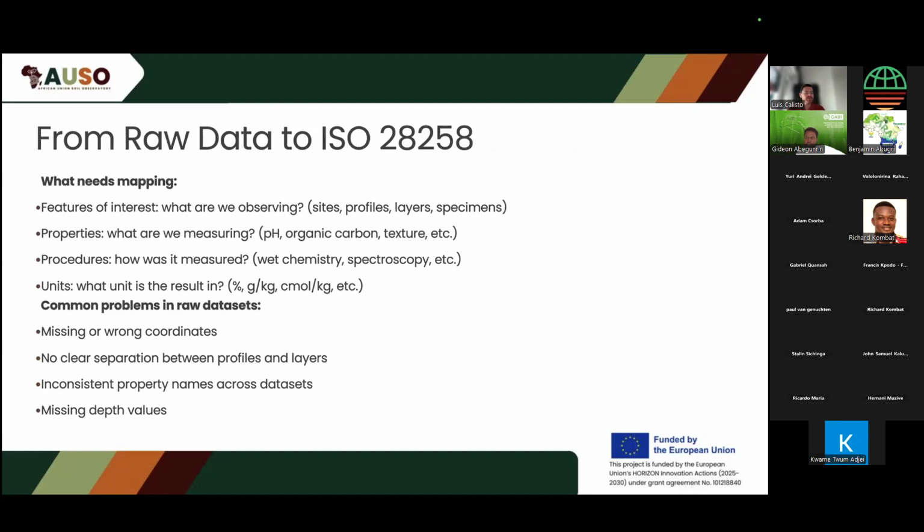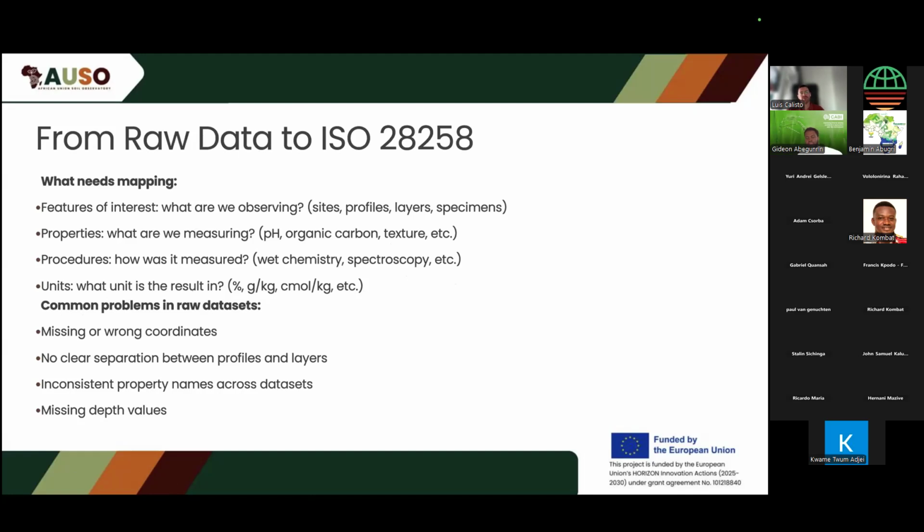Then what are the properties? What are we measuring? Is it pH? Is it laboratory data? Is it spectral data? That's another topic that I have not covered here, but it follows the same principle. So what are we measuring? Procedures: how was it measured? Wet chemistry, spectroscopy, like I was mentioning before, and the units. What are the units? How do you store the data? Is it percentages, grams per kilogram, whatever?